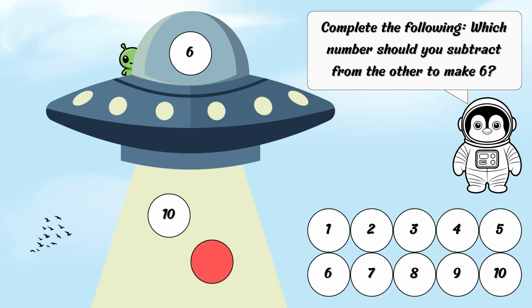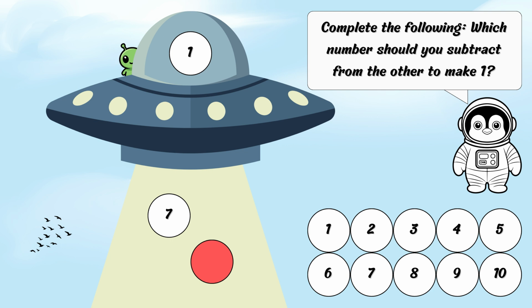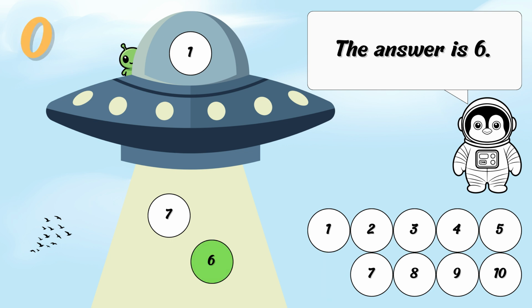Complete the following. Which number should you subtract from the other to make 6? The answer is 4. Complete the following. Which number should you subtract from the other to make 1? The answer is 6.